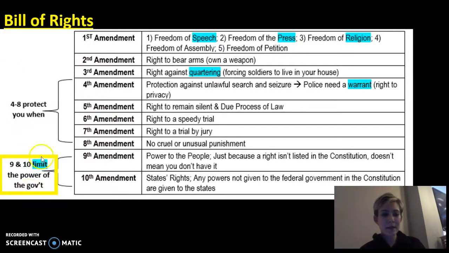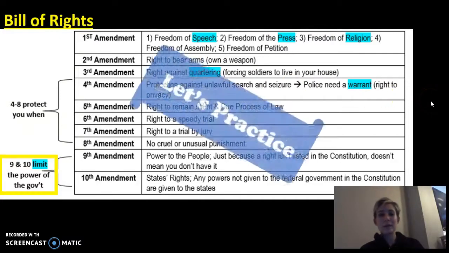Now, the 9th and 10th Amendments are there to limit the power of the federal government. Highlight that word limit for me. That means that the federal government can't do whatever it wants. Go ahead and also highlight the terms freedom of speech, freedom of the press, religion, quartering, and warrant.